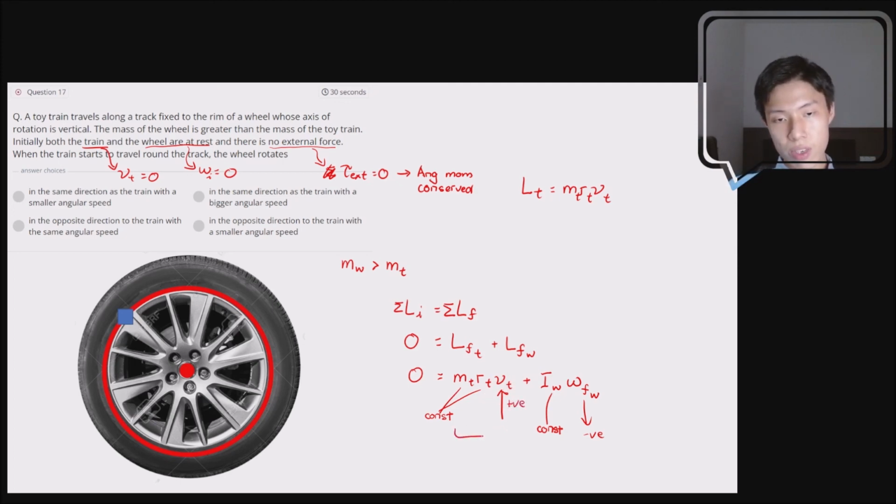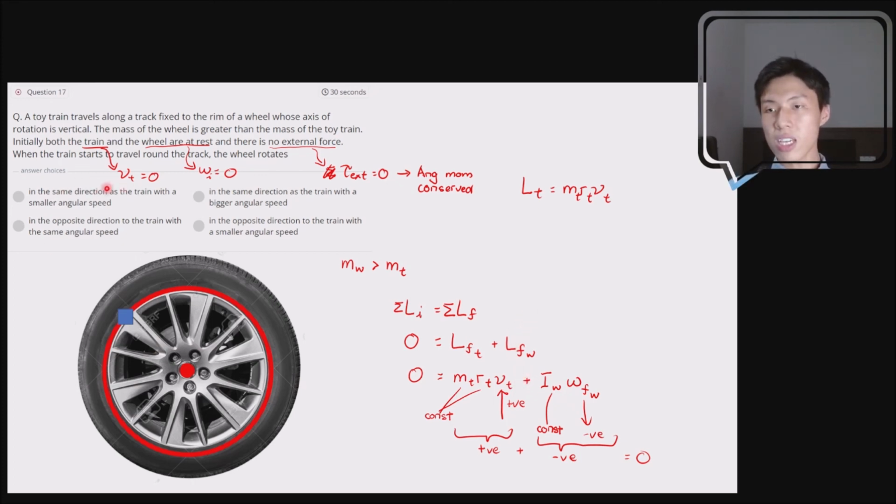So this one you take as positive. So this whole term here will be positive. Then you add together with this whole term here, which is negative. Positive plus negative, only then is it possible to be 0. So that means the angular velocity of the wheel here will be in the opposite direction to the motion of the toy train. So this is the conclusion that we can make.